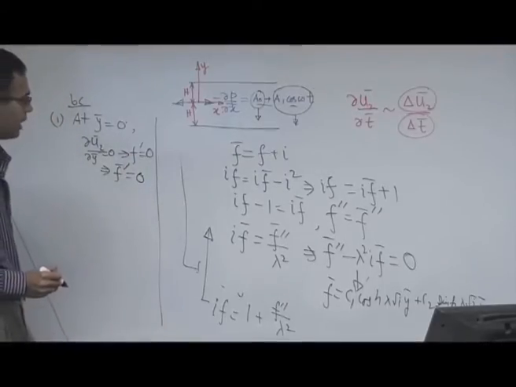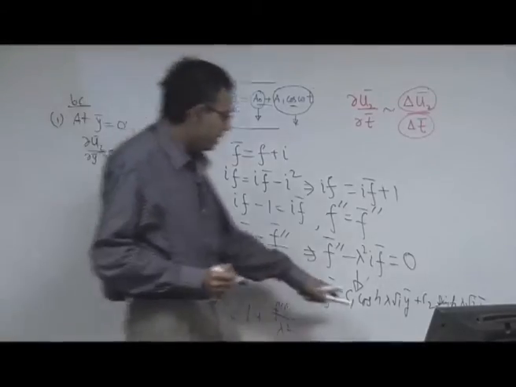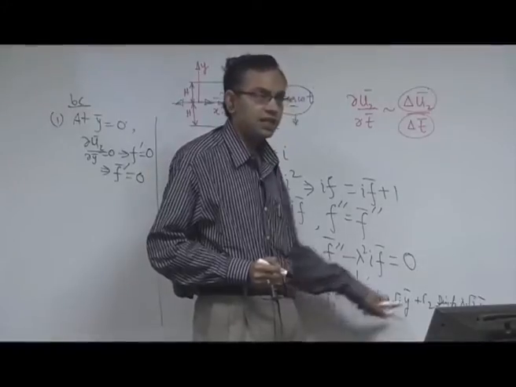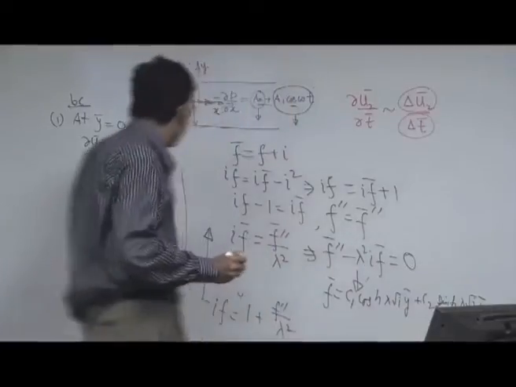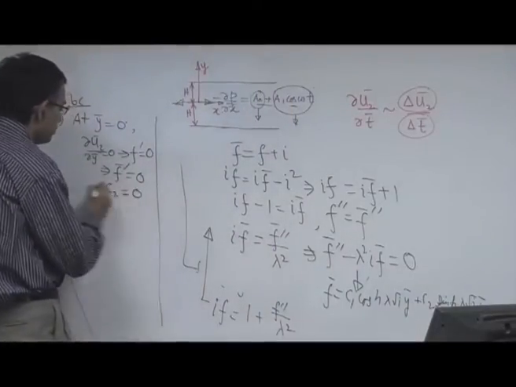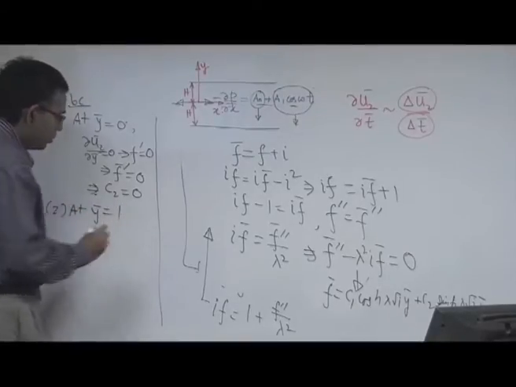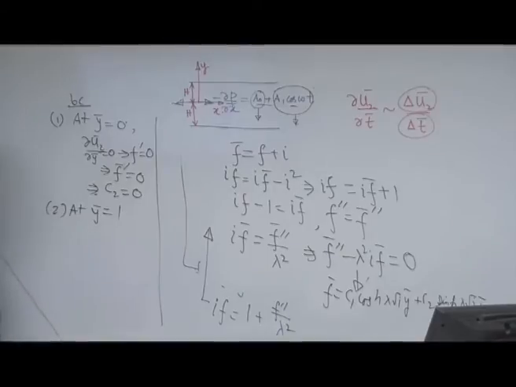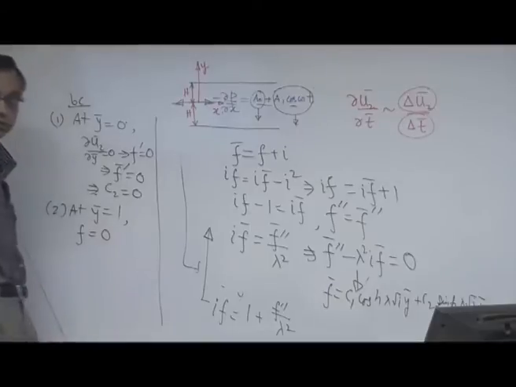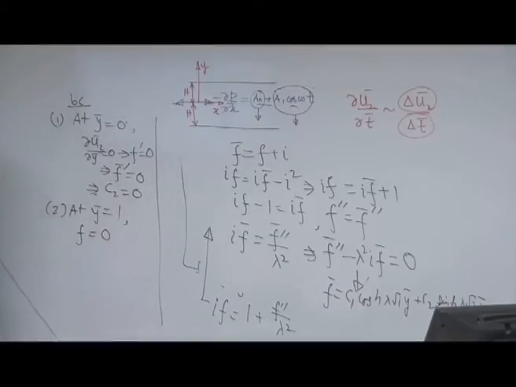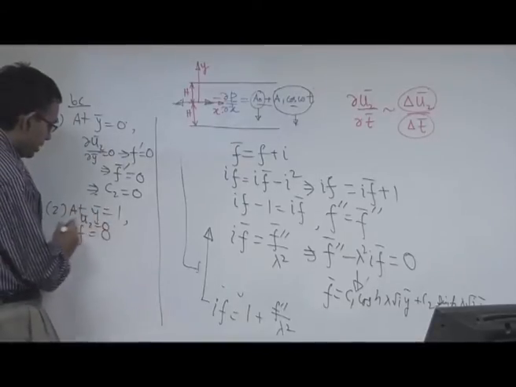So, if f bar dash is 0, which constant is 0? When you differentiate this, cos h will become sin h and sin h will become cos h, so this term will be automatically 0. So, C2 will be 0. And at y bar equal to 1, which means at the wall, what is f? F is equal to 0, the no slip boundary condition, u2 is equal to 0, that means f equal to 0.